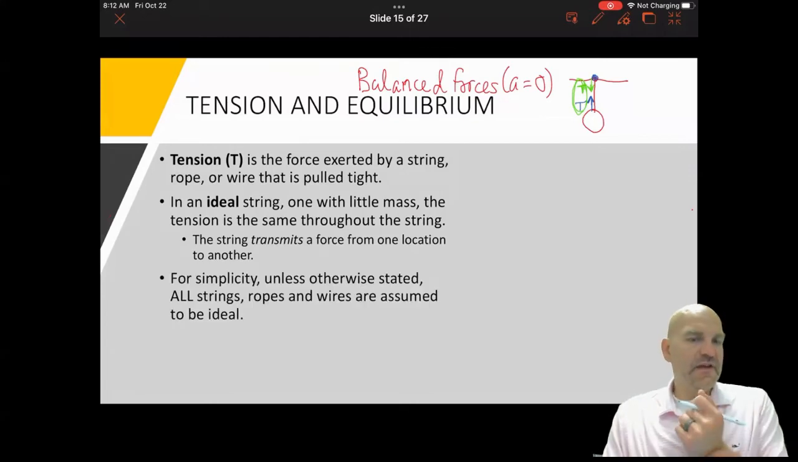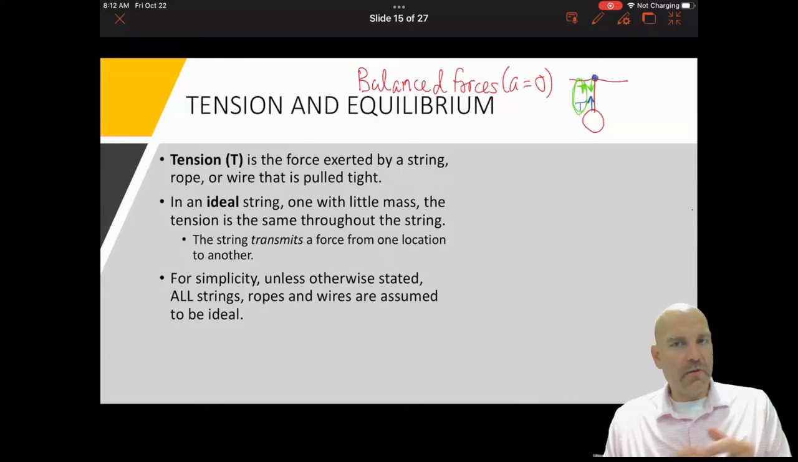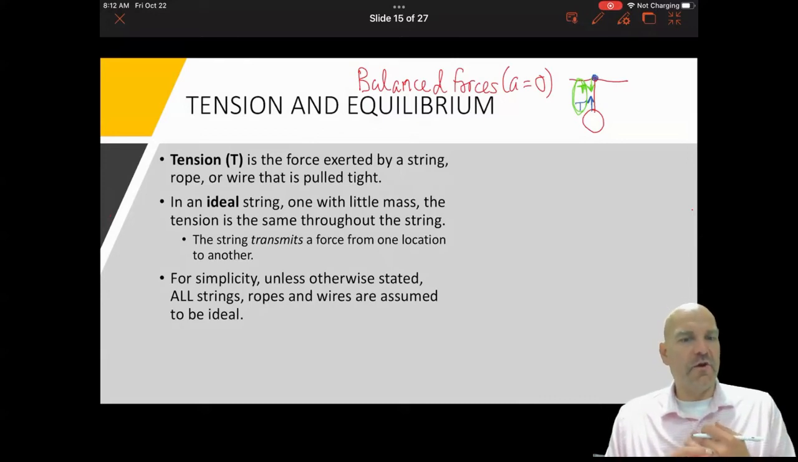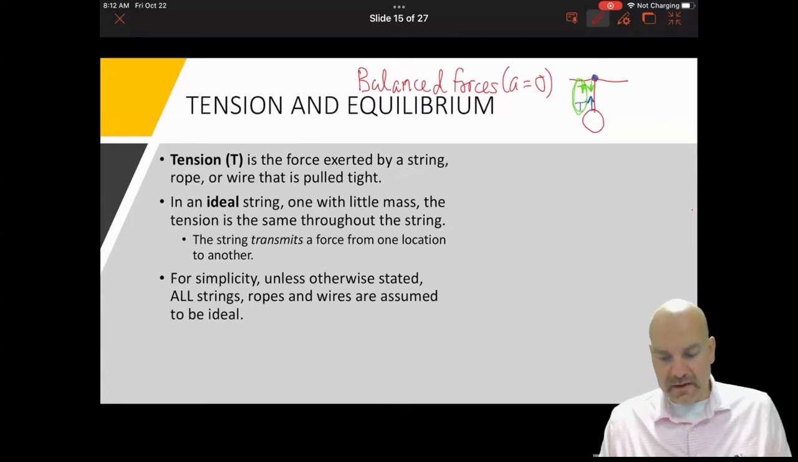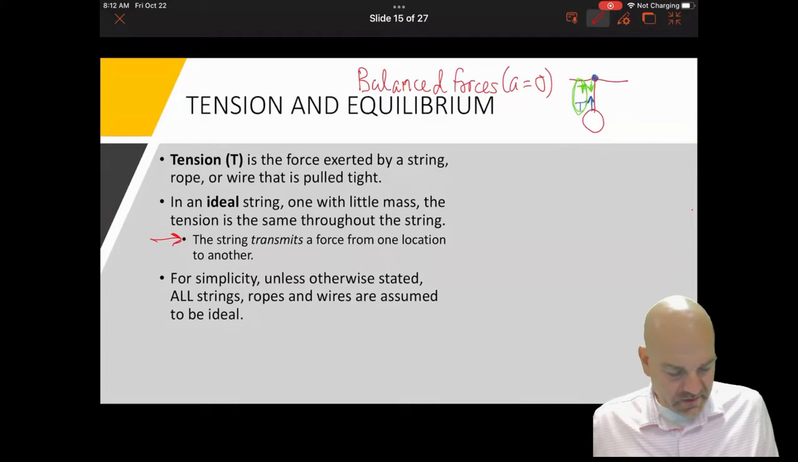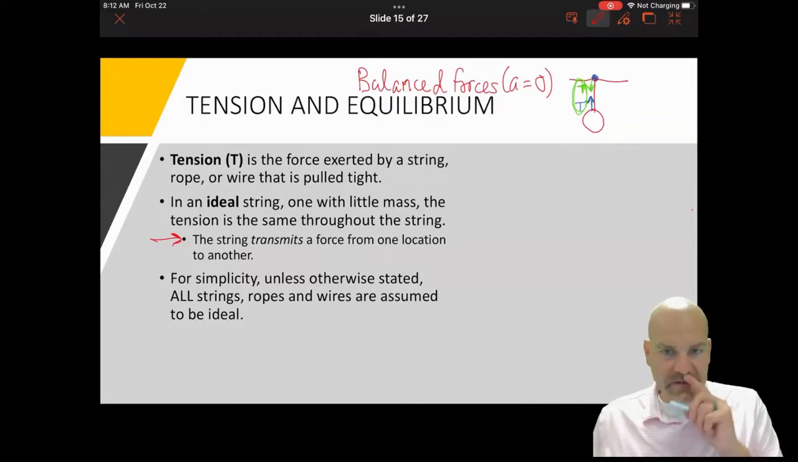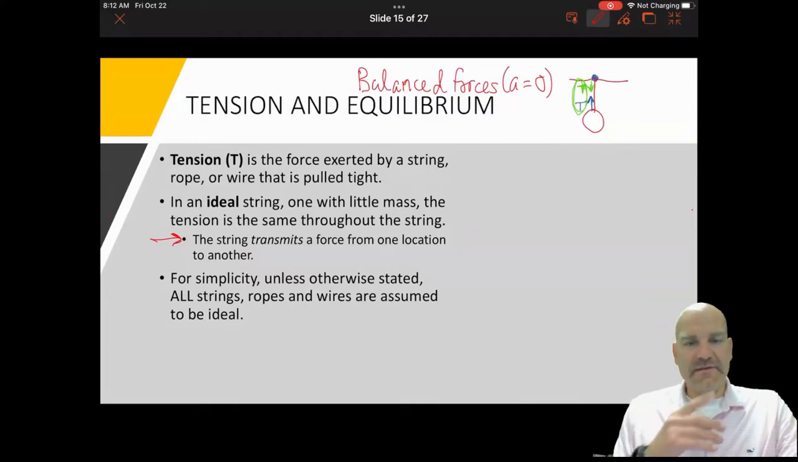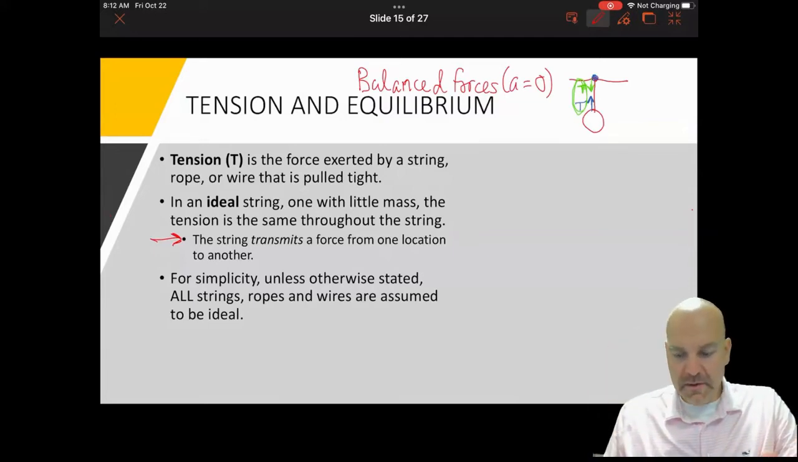Now, for simplicity, again, unless otherwise stated, all of our ropes, strings, cables, and so forth are going to be assumed to be ideal. And this bullet point here shows that the tension is going to be the same throughout. The string just transmits the force from one location to another.